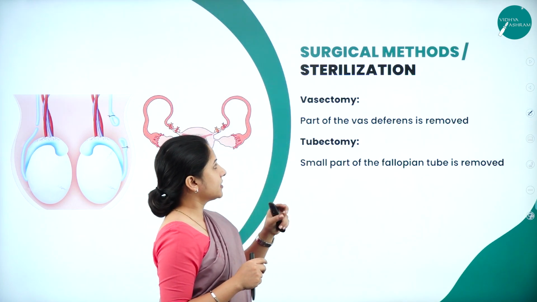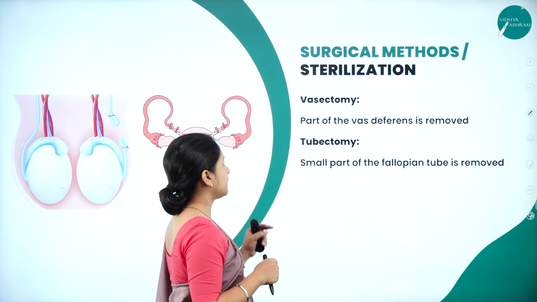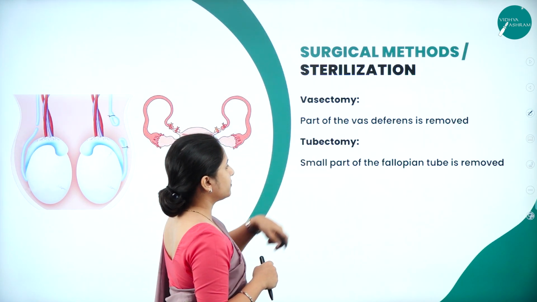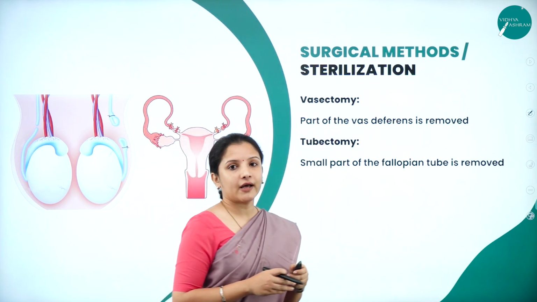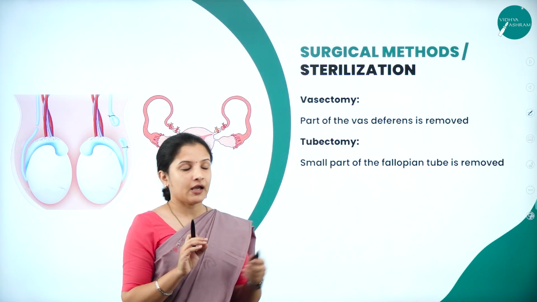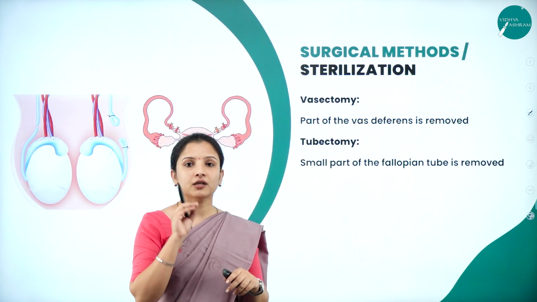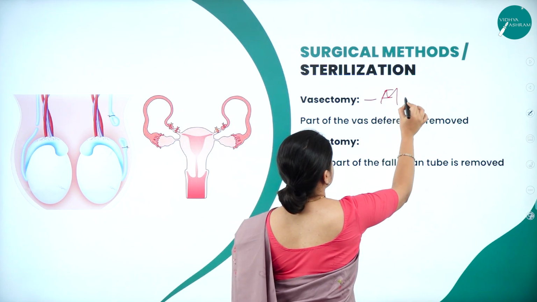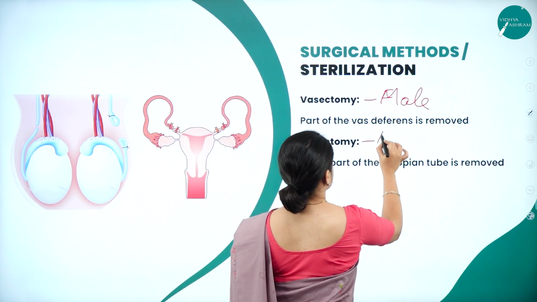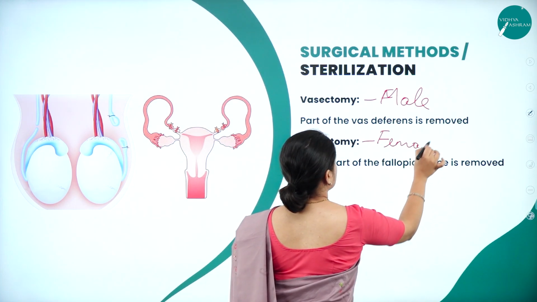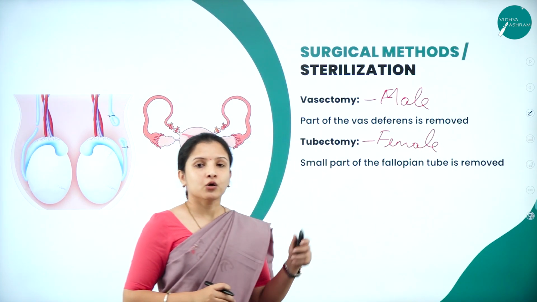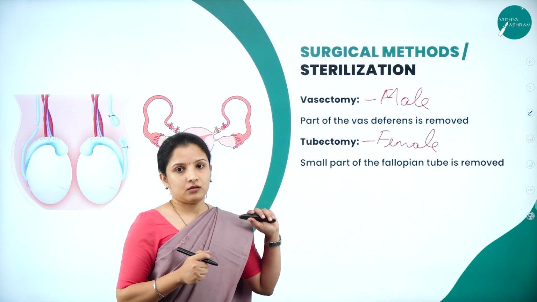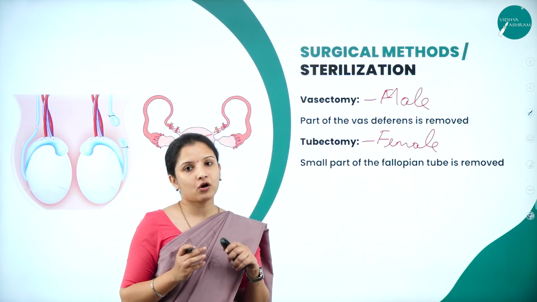So under surgical methods, there are two types that are followed. One is called vasectomy and the other one is called tubectomy. Vasectomy is followed in the male, and the tubectomy surgical method is followed in the female. It is a surgical method which is done by a good medical practitioner in the surgery room or in his clinic or hospital.